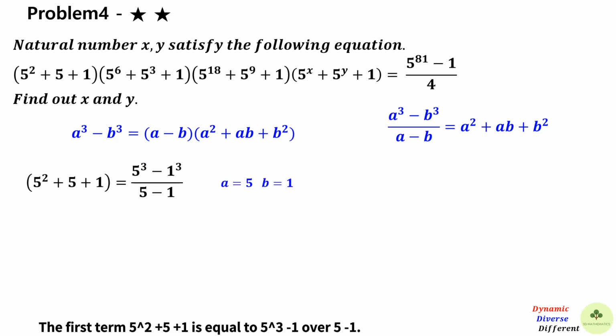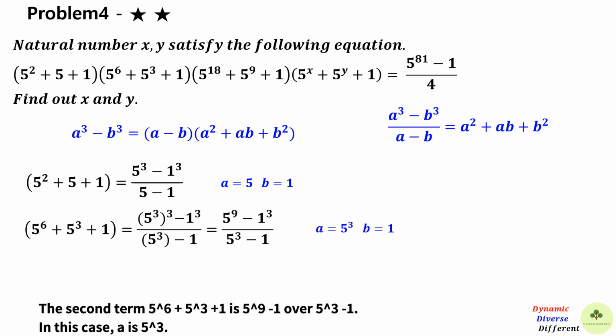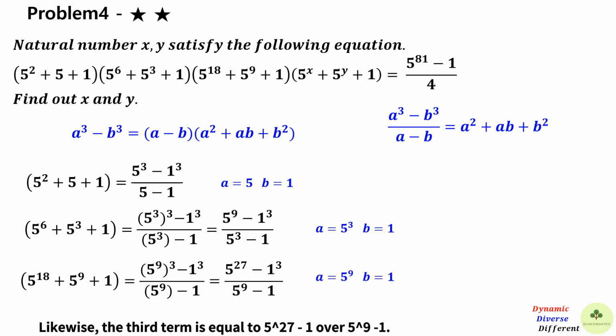The first term, 5 squared plus 5 plus 1, is equal to 5 to the 3 minus 1 over 5 minus 1. The second term, 5 to the 6 plus 5 to the 3 plus 1, is 5 to the 9 minus 1 over 5 to the 3 minus 1. In this case, a is 5 to the 3. Likewise, the third term is equal to 5 to the 27 minus 1 over 5 to the 9 minus 1. Okay?